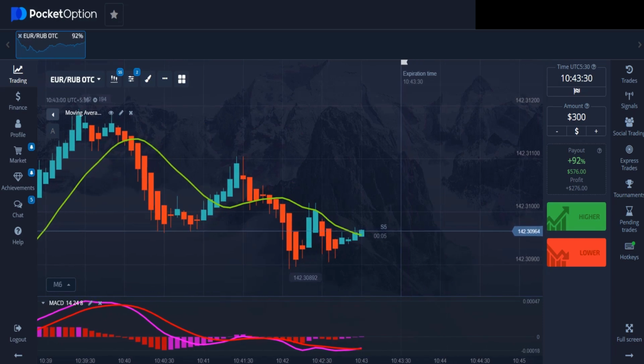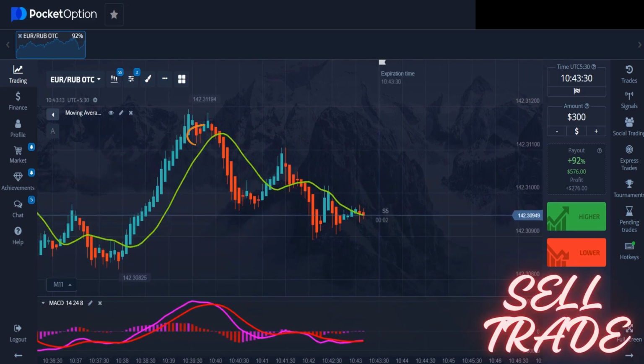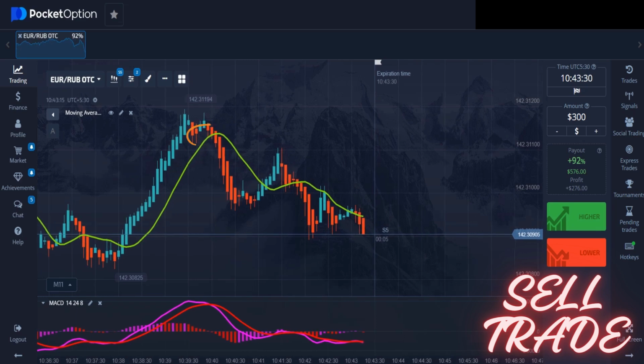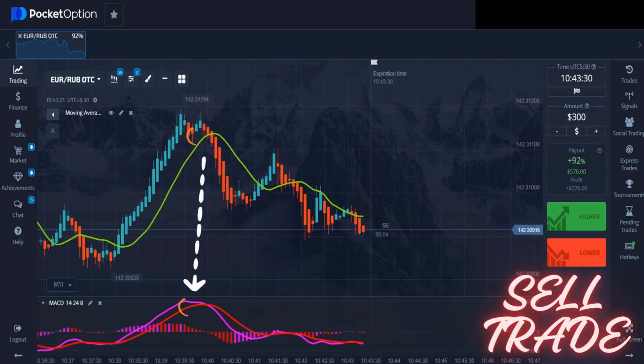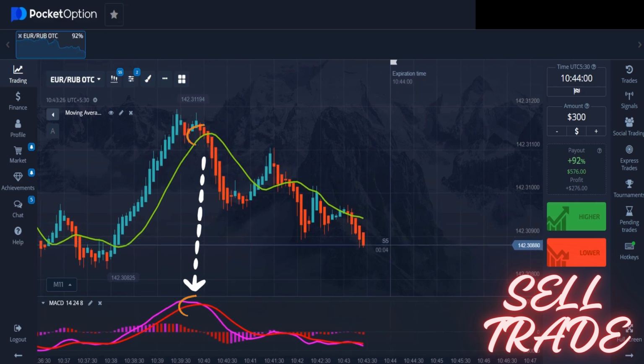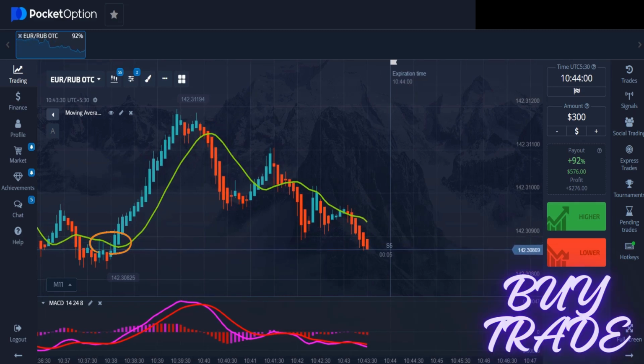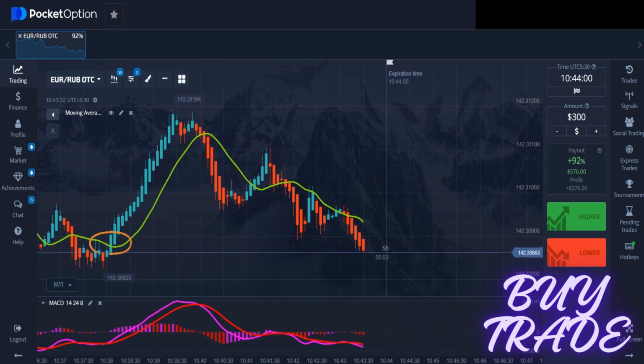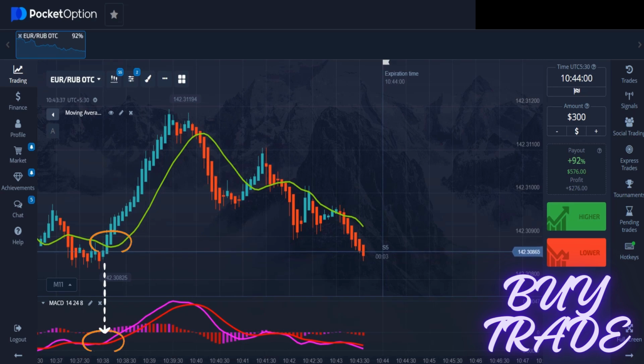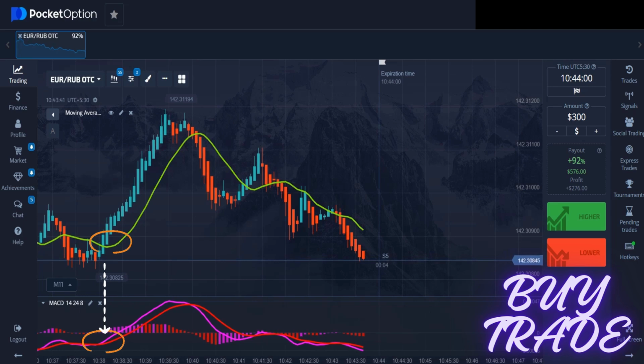Let's get started. Here's how this strategy works. For a sell trade, wait for a red Heikin Ashi candle to break below the SMA line. At the same time, the red signal line of the MACD should cross the blue MACD line from above and move downward. Take a 30-second sell trade immediately. For a buy trade, watch for a blue Heikin Ashi candle to break above the SMA line. Simultaneously, the red signal line of the MACD should cross the blue MACD line from below and move upward. Take a 30-second buy trade immediately.